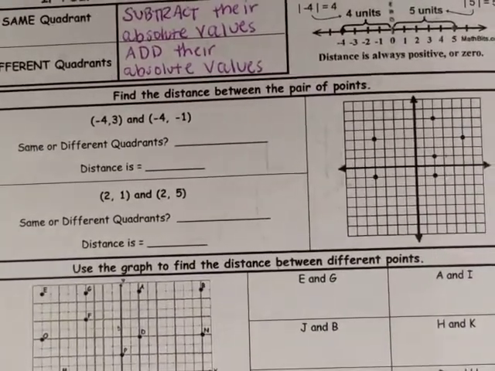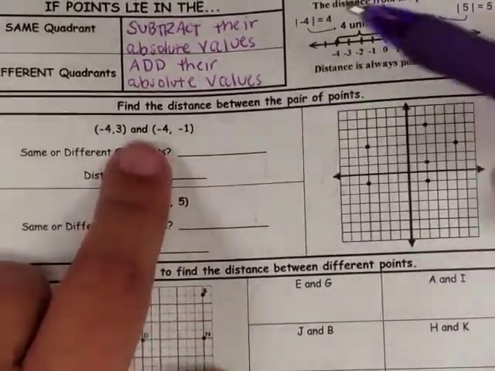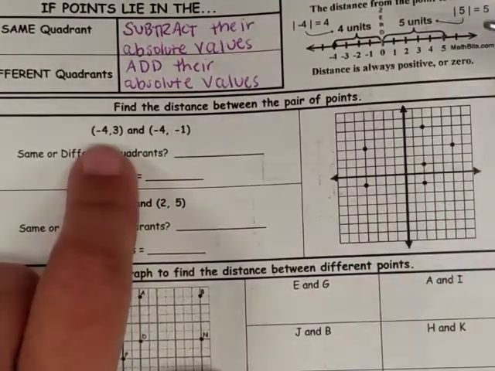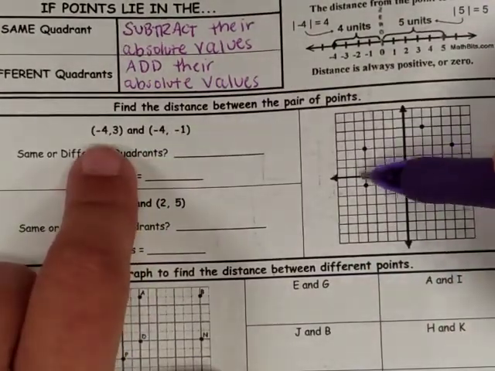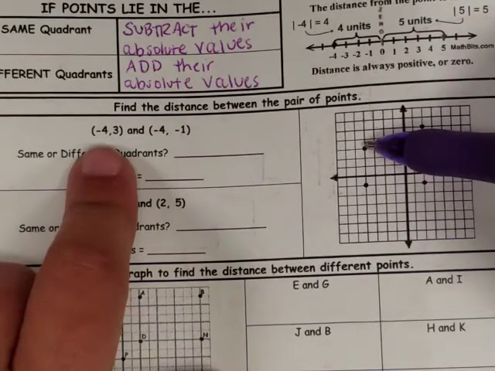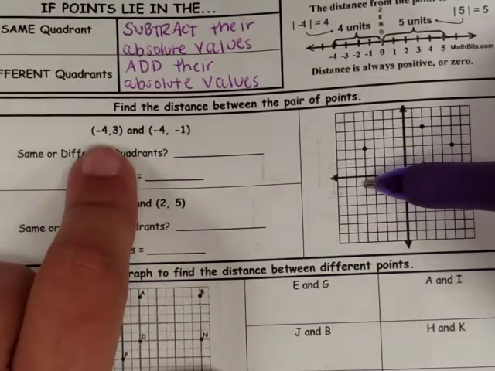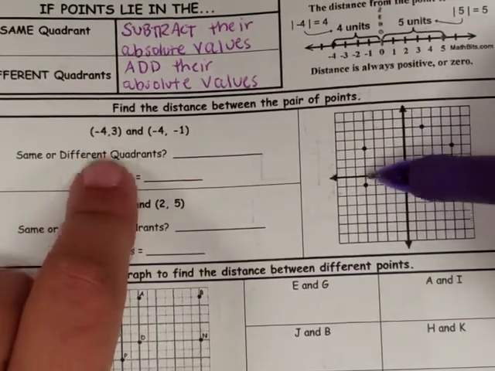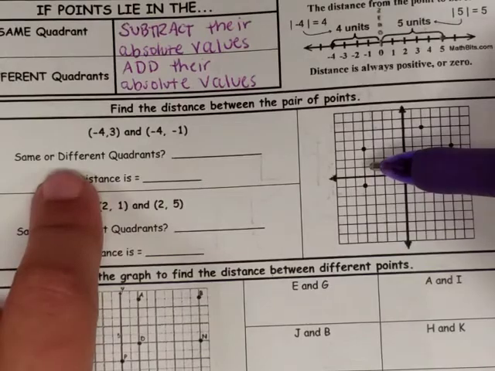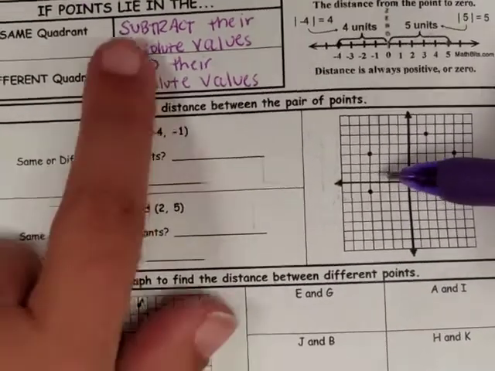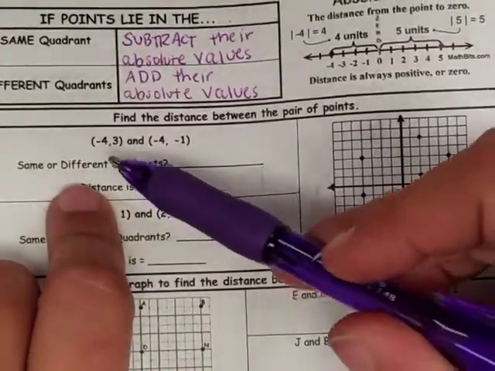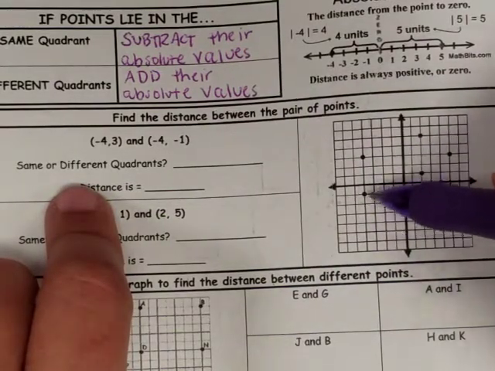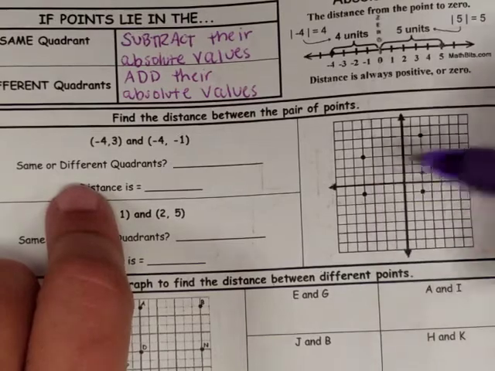So we're going to look at this figure right here. This graph goes along with these 2 points. Negative 4, 3 is right here, and then negative 4, negative 1 is right here. We want to know what their distance is. First, we decide if it's the same or different quadrants, then we can use the rule above. Negative 4, 3 is in quadrant 2. Negative 4, negative 1 is in quadrant 3. So they are in different quadrants.